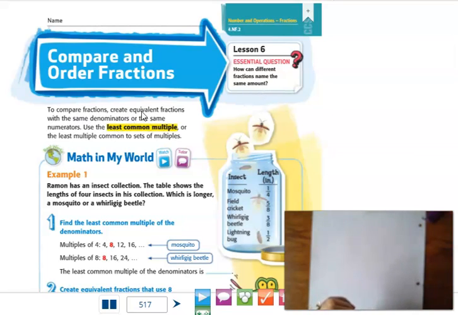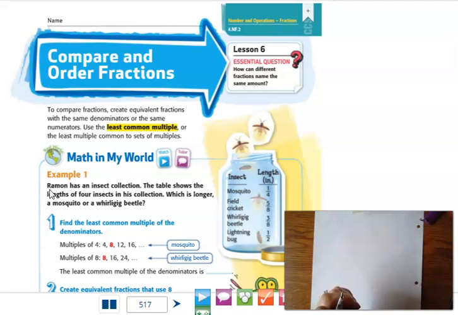To compare fractions, create equivalent fractions with the same denominators or the same numerators. Use the least common multiple. So again, when we were looking for multiples, those are the songs that we've been practicing all year long, and that will help us solve these problems as well. The least common multiple is the least multiple common to sets of multiples.